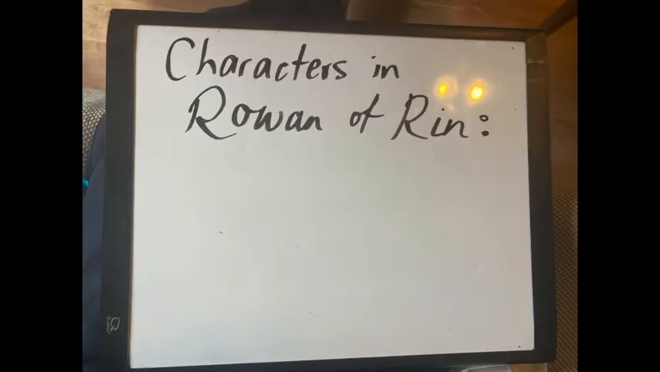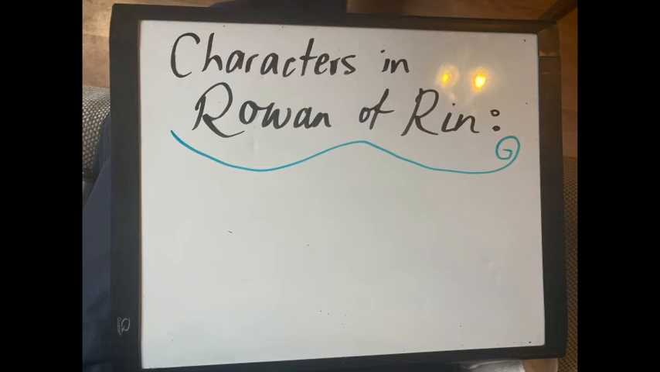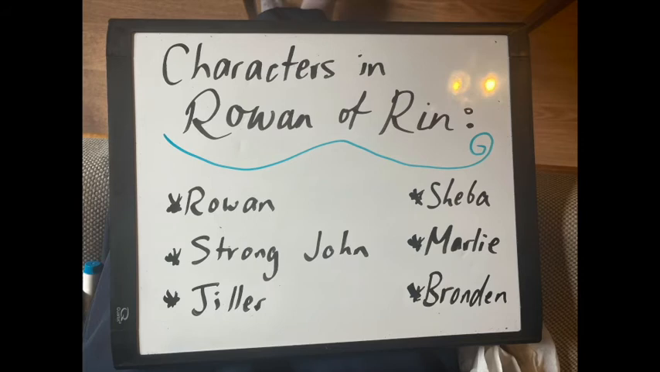Let's now think about the context of our novel, Rowan of Rin. To start with, we have to brainstorm all the different characters we can think of that exist in our novel. I quickly brainstormed Rowan, Strong John, Gilla, Sheba, Marley, Brondon. The list goes on, and when you do this task for yourself, your list will include all of the characters that you can possibly think of.